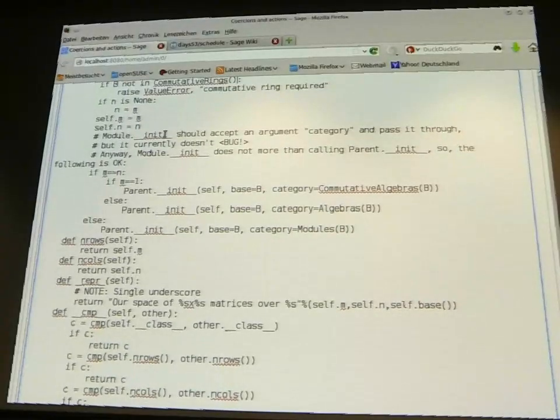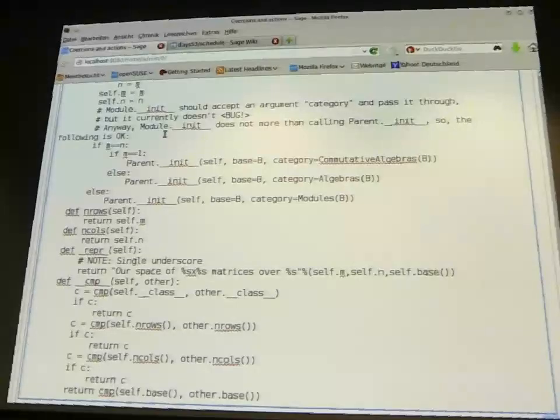And now there's a problem again with not properly using the category framework. The base class of modules does not accept an argument telling the category. This is a bug, maybe it should be fixed this week. And therefore I will not use module init, but parent init, because there I can tell the category. So how is this category found?